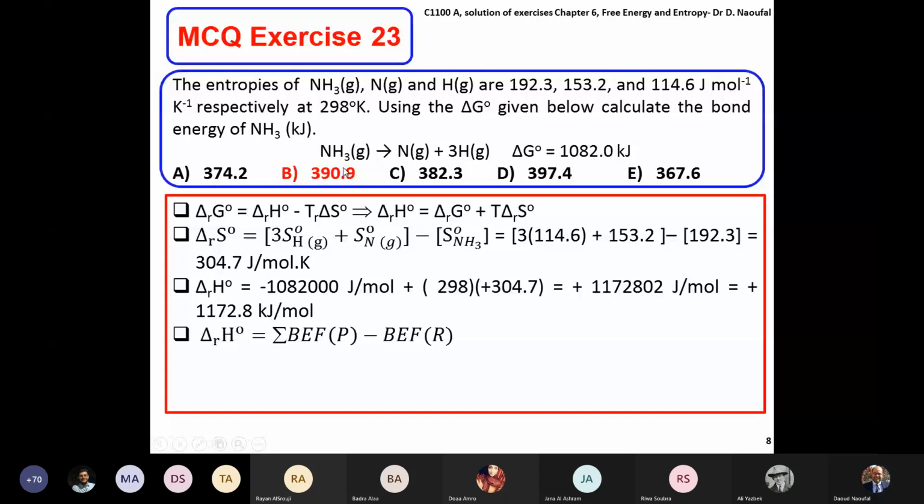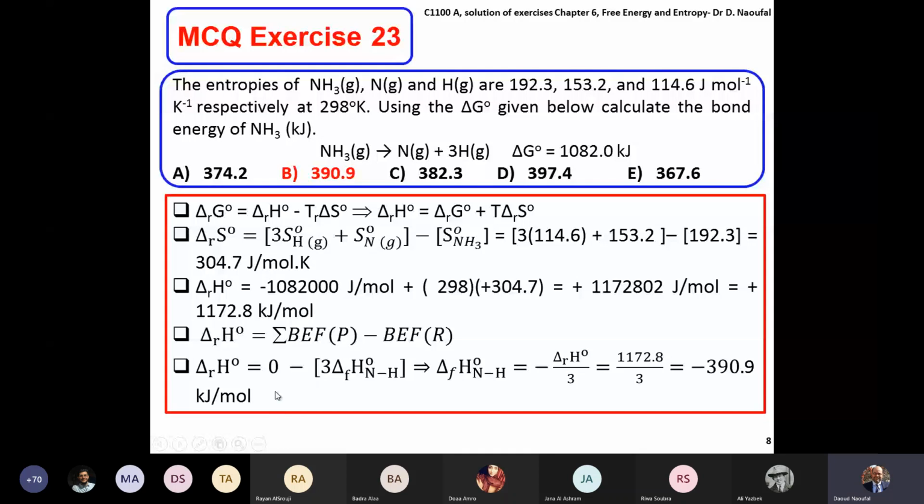Now, apply method number 3, calculation of delta H of the reaction equal bond energy formation product minus bond energy formation reactant. Pay attention that we can apply this relation since the reactants and the products are all at the gas state. So delta H equal the delta H of bonds in the product. We don't have bonds in the product since N is atom and hydrogen is atom, so equal 0, minus the bond energy formation in the reactants.